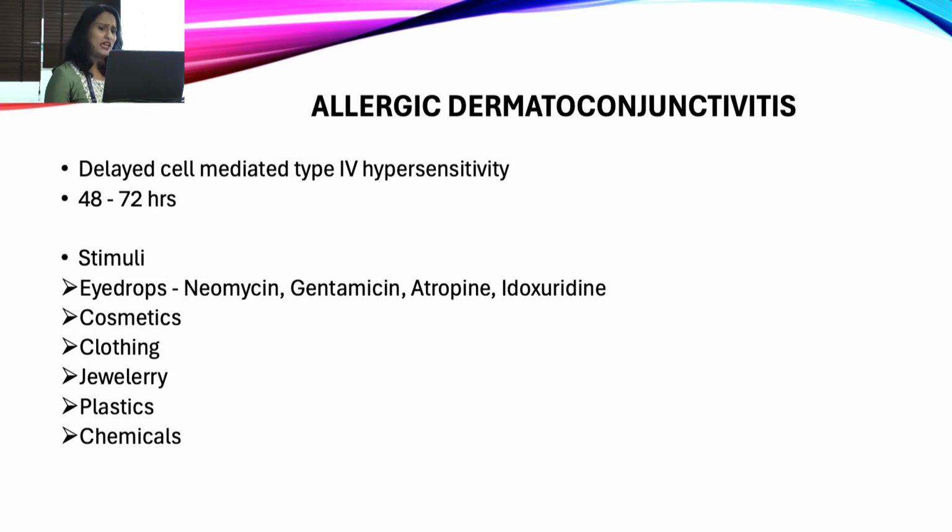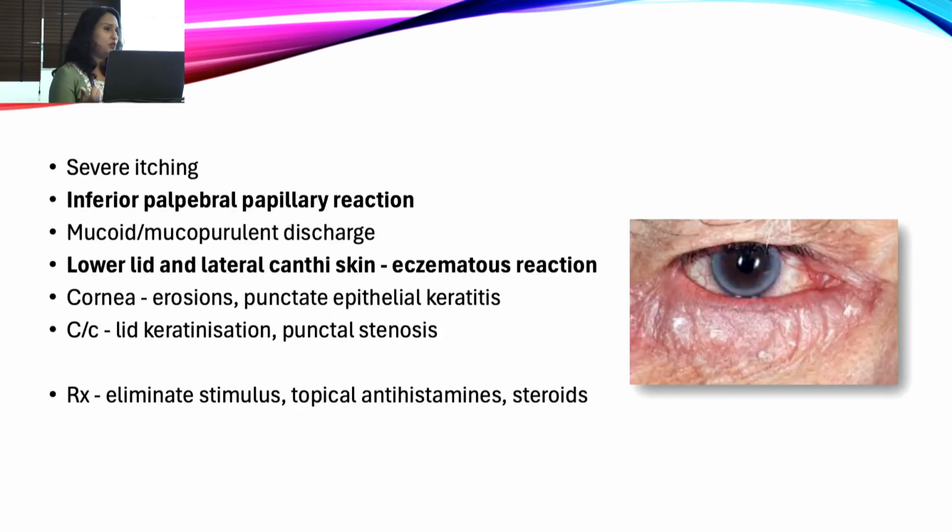Now another entity called allergic dermatoconjunctivitis. It is usually an allergic reaction to topical medications, cosmetics, clothing, jewelry, anything can cause this. This presents with usually severe itching and inferior palpebral papillary reaction, and they have this lower lid and canthal eczematous reaction. That is how we differentiate this. And this can go on to lid keratinization and punctal stenosis if we don't treat it. And how do we treat? This is an allergic reaction, so we eliminate the stimulus, we discontinue the medication or the cosmetic that is causing it, and we give topical antihistamines and steroids.